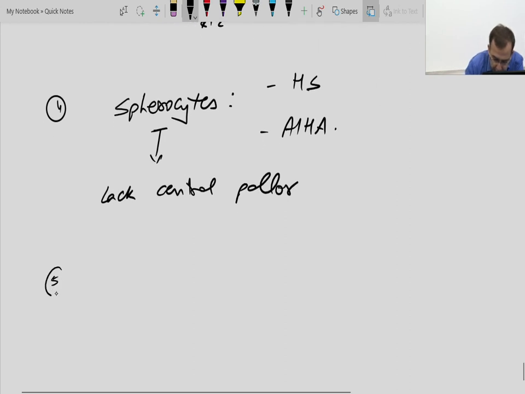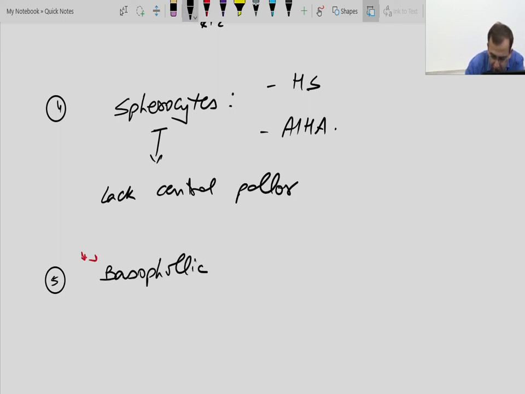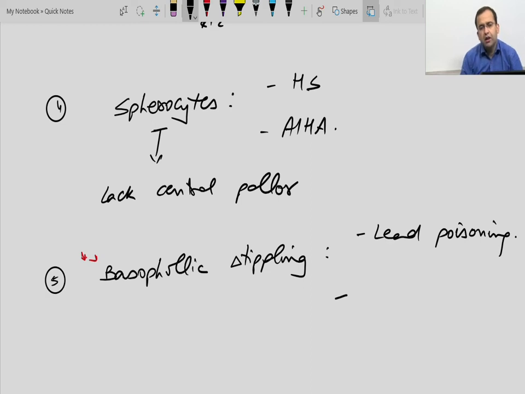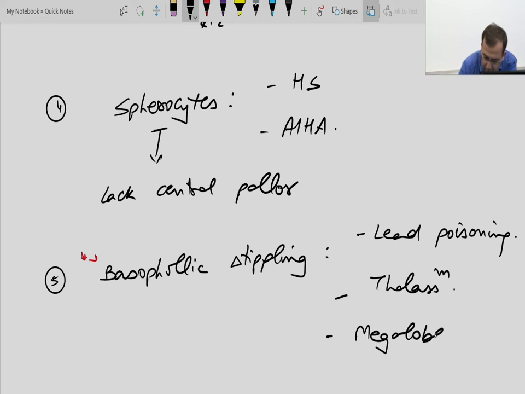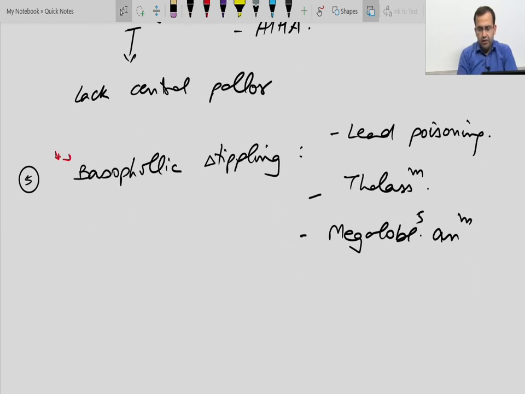Next, basophilic stippling. Please put a star on this. This is important. Basophilic stippling is seen in lead poisoning. Now this has been asked so many times that they have stopped giving the option of lead poisoning. So if this is not given, the next best answer is thalassemia followed by megaloblastic anemia. So basophilic stippling: lead poisoning, thalassemia, megaloblastic anemia.